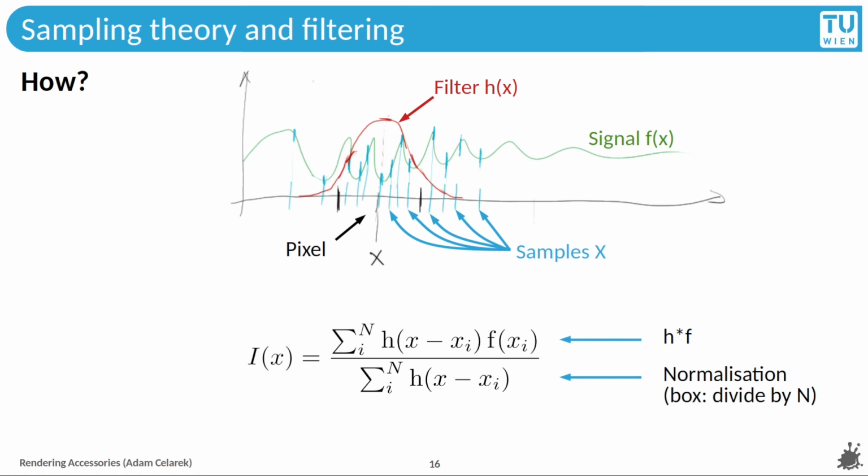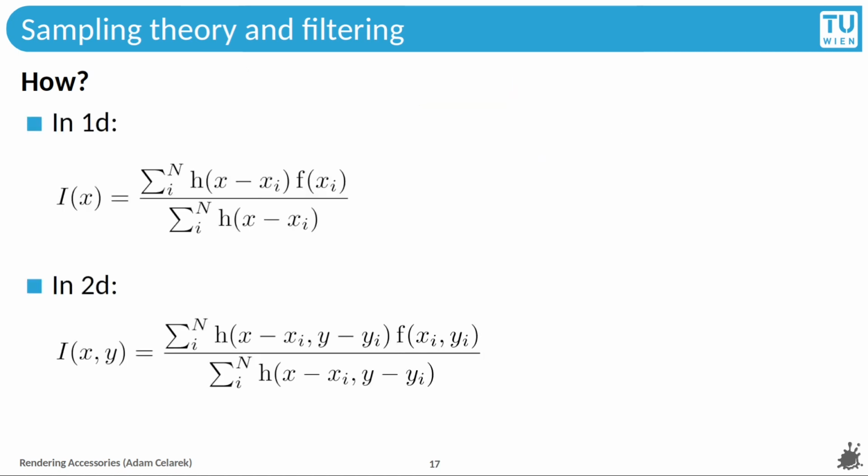Remember that we said that h should integrate to 1. So in theory we should use n over here instead of the sum. The sum results in n on average. However, using the formula as it is reduces noise. And here you see the equation for the 2D case that we actually have in case of rendering. It works the exact same way.